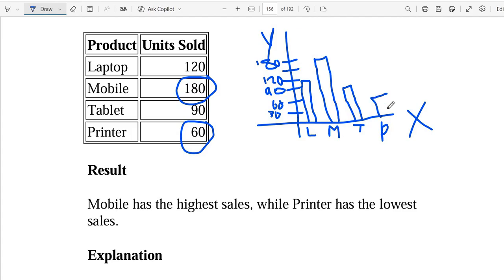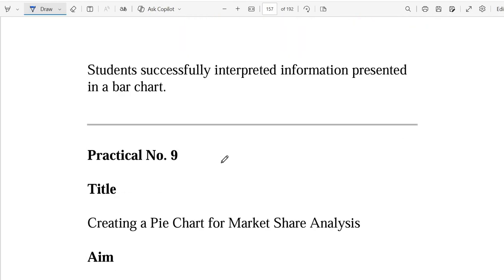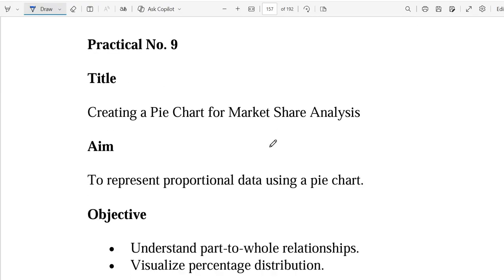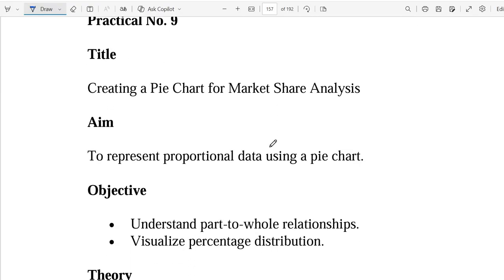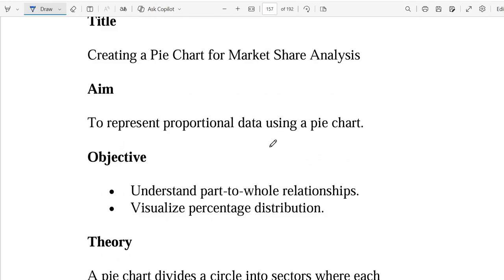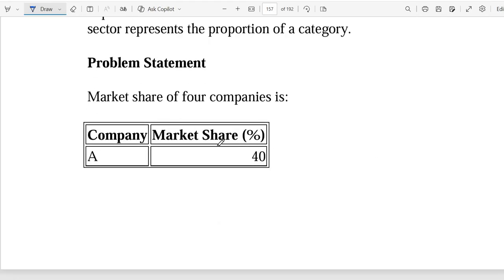That is 60. So if we interpret this bar graph, we can clearly see mobile has the largest or the longest or the highest bar, and printer has the lowest bar. So according to this, highest sales goes to mobile, and lowest sales goes to printer, correct? Now practical number 9, creating a pie chart for market share analysis. We have to create a pie chart for market share analysis.